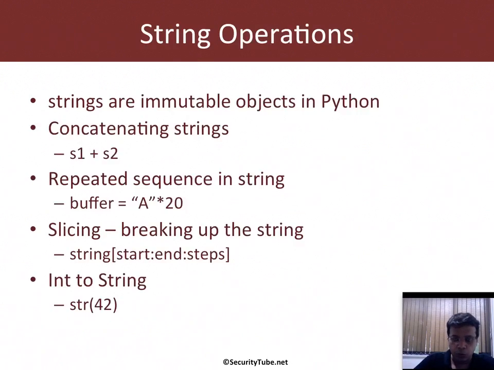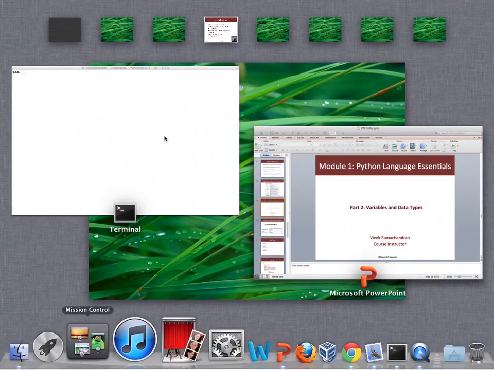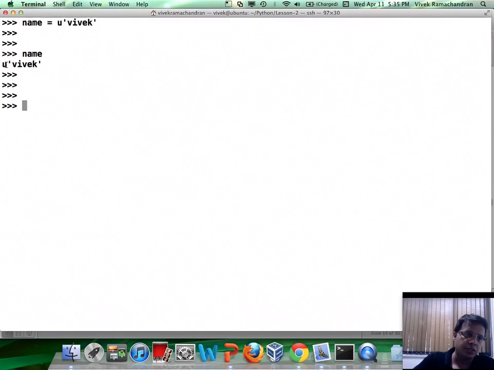Now, how do you go ahead and define a Unicode string? Similar to what you did in the raw case, in the case of Unicode, all you need to do is prefix U before you define the string. Now when I hit name and enter, you would notice this U here tells us that this is Unicode. To convert a Unicode string into a regular one, you can use the str function, and this converts it into a regular string.